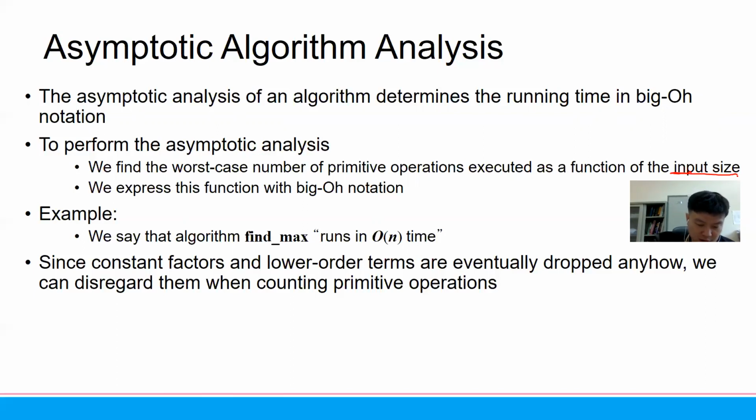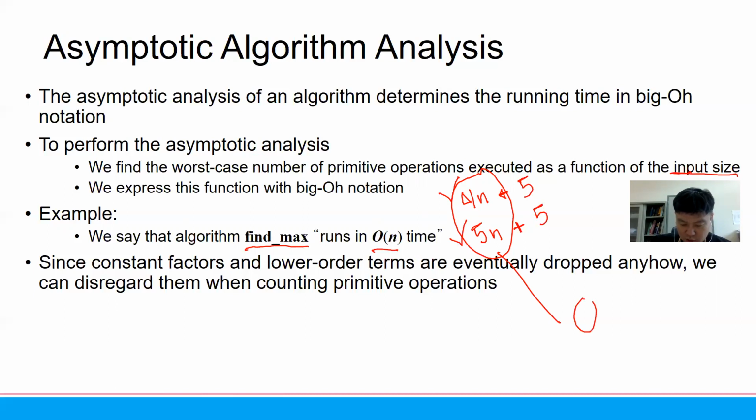Let's say we have the find max, the one that we already had before, it is in O(n). If you still remember, before we had 4n plus 5, which is the minimum, and then 5n plus 5, which is the maximum. Or we can say 4n plus 5 is the best case, and 5n plus 5 is the worst case. The worst case will be the value that you want to get. Since the constant factors and the lower order terms are eventually dropped anyway, we can disregard them when counting primitive operations. So we just get the higher order term, and the big O is O(n).